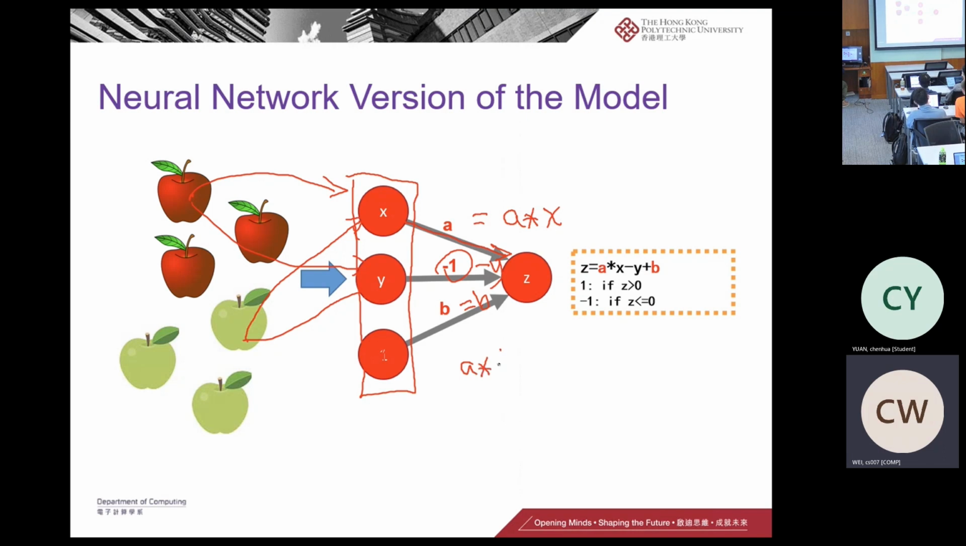A multiplied by X and minus Y, together with the B. And this is what you're actually looking for. By summing those values together, you're going to have the Z. And with the Z calculated, it can be put into this node. So it's just a representation of calculation, right? But it's still the same as what we had previously.